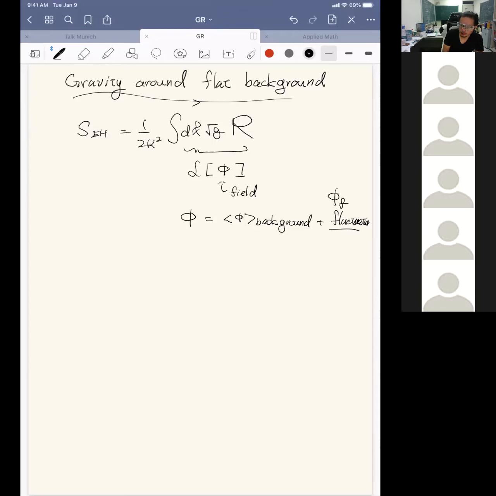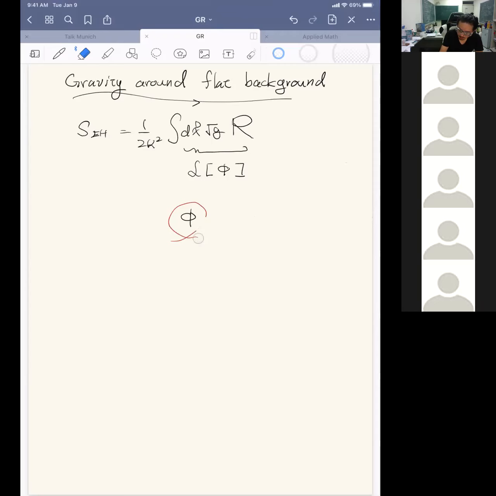As most of you know, when you write down an action and a Lagrangian, you put it in a path integral and integrate it. What you're integrating, in most cases, is this fluctuation. Of course, in the simplest case, our background is usually 0. We usually set our background to be 0. Then there's no difference between the fluctuation and the field itself.